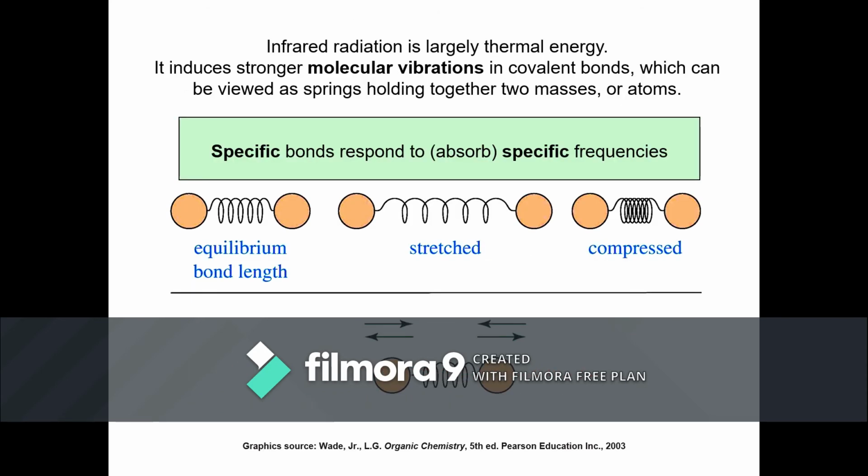Infrared radiation is largely thermal energy. It induces stronger molecular vibrations in covalent bonds, which can be viewed as springs holding together two masses or atoms. Specific bonds respond to or absorb specific frequencies. Here, we first provide the equilibrium bond length, which is the regular length that the bond will have. This bond can be stretched and can be compressed in an equilibrium of motion.